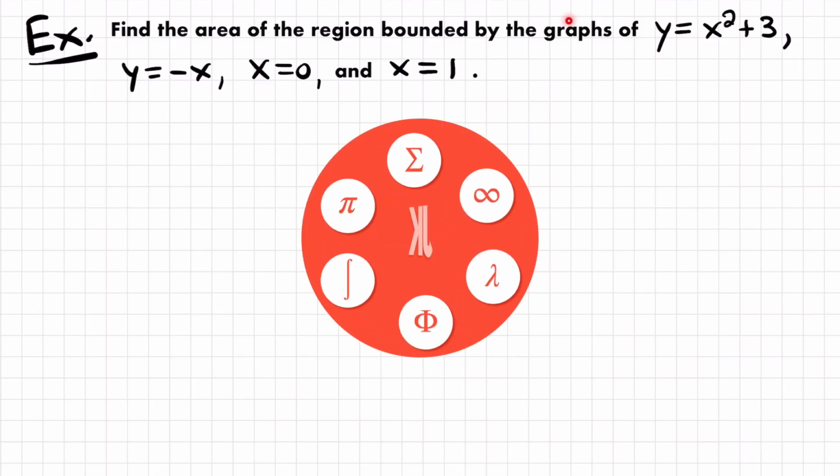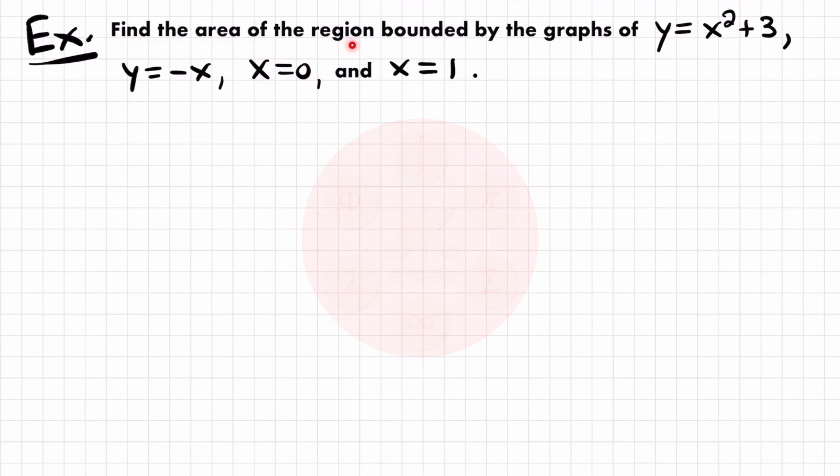Okay, so here's our example problem. We want to find the area of the region bounded by the graphs of y equals x squared plus 3, y equals negative x, x equals 0, and x equals 1. And so the first thing that I always recommend that you do when you start a problem like this, when you want to calculate the area between two curves, is to graph all of your equations.